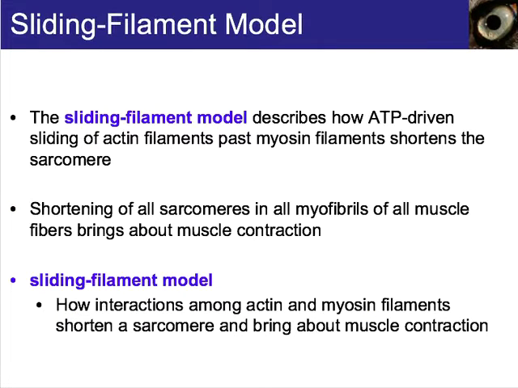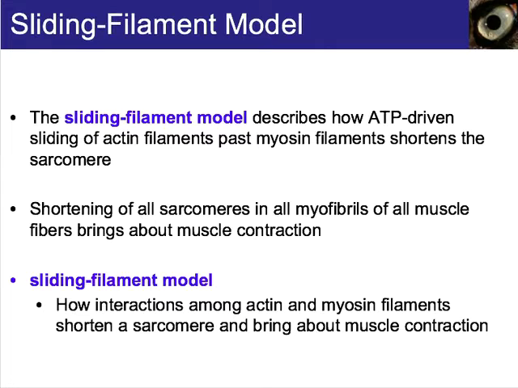There's something called the sliding filament model. Again, this is kind of complicated, so I highly recommend you watch the YouTube videos. Basically, it describes how ATP, which you should have learned about in 105, is the powerhouse or energy for sliding of actin filaments past myosin filaments, shortening the sarcomere.